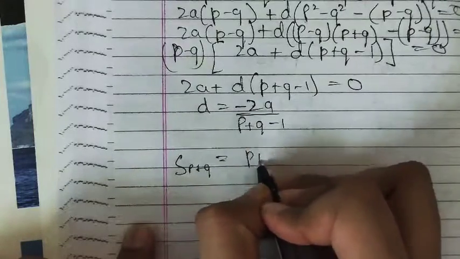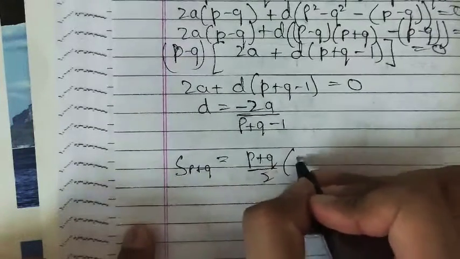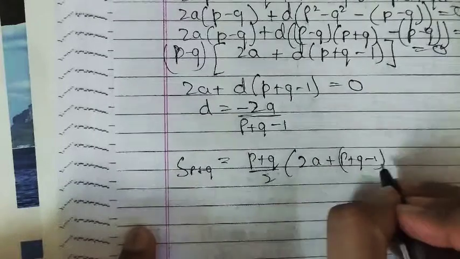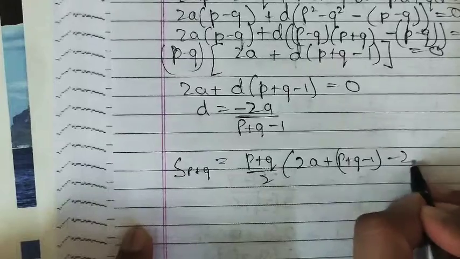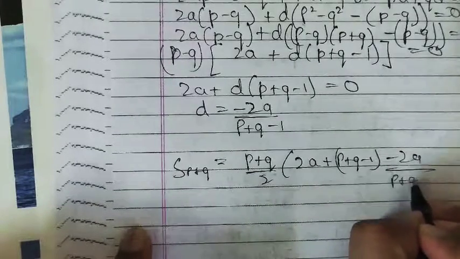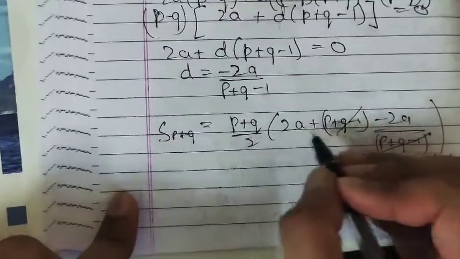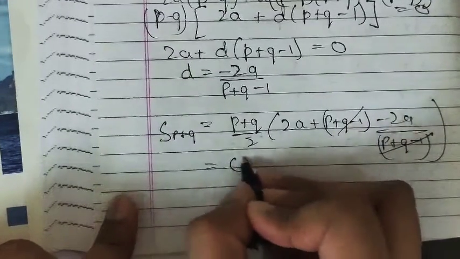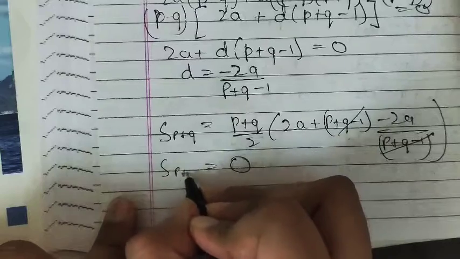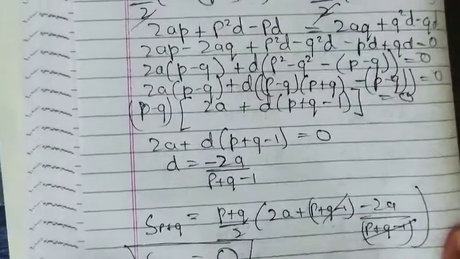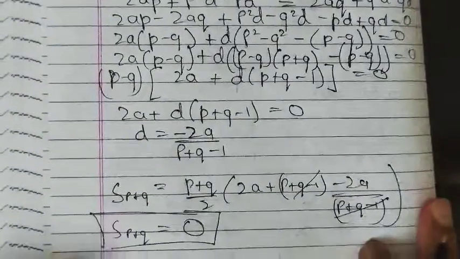Now we have to find out S of p plus q. That will be equal to p plus q by 2, 2a plus p plus q minus 1, d, d value is minus 2a upon p plus q minus 1, right? So 2a from 2a get cancelled, so we have 0. So S of p plus q is 0. So this is our answer of question number 10th, right?